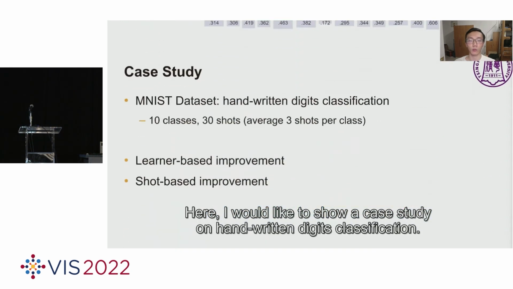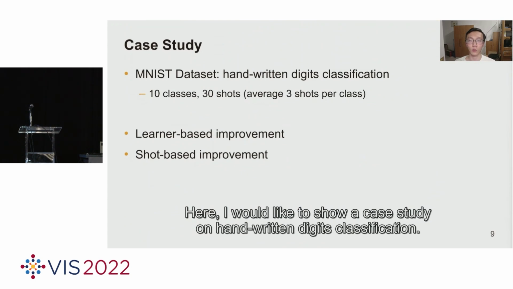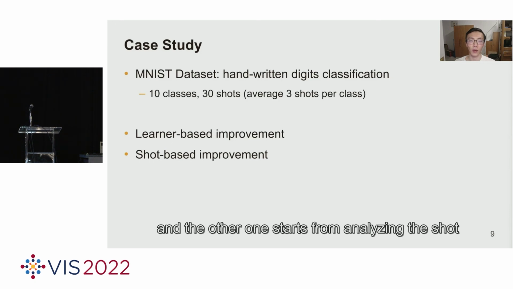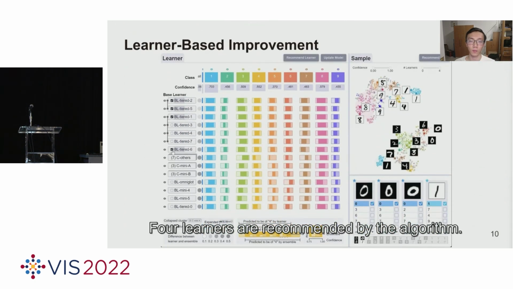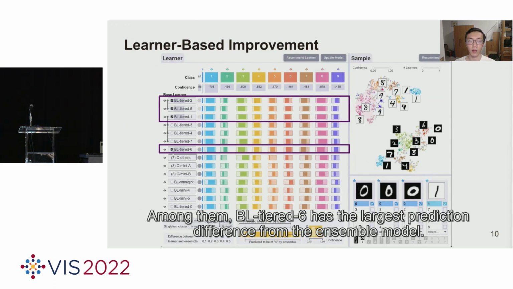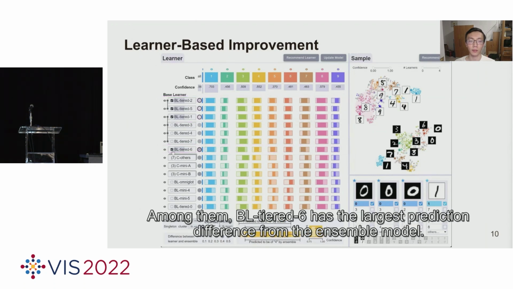Here, I would like to show a case study on handwritten digits classification. I will introduce two steps in it. One starts from analyzing the learners, and the other starts from analyzing the shots. Four learners are recommended by the algorithm. Among them, BL Tier 6 has the largest prediction difference from the ensemble model.